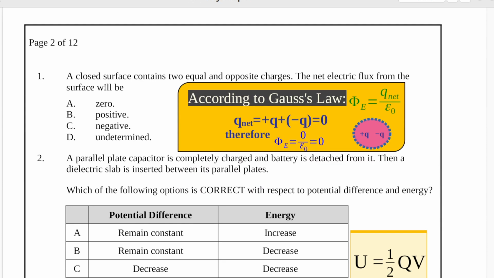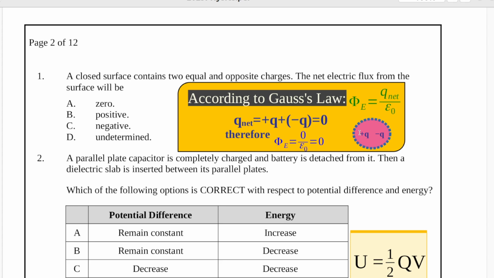Question number 1. A closed surface contains two equal and opposite charges. The net electric flux from the surface will be. This concept is taken from Gauss's law, according to which net electric flux from a surface is equal to the total charge enclosed by a closed surface divided by epsilon naught.